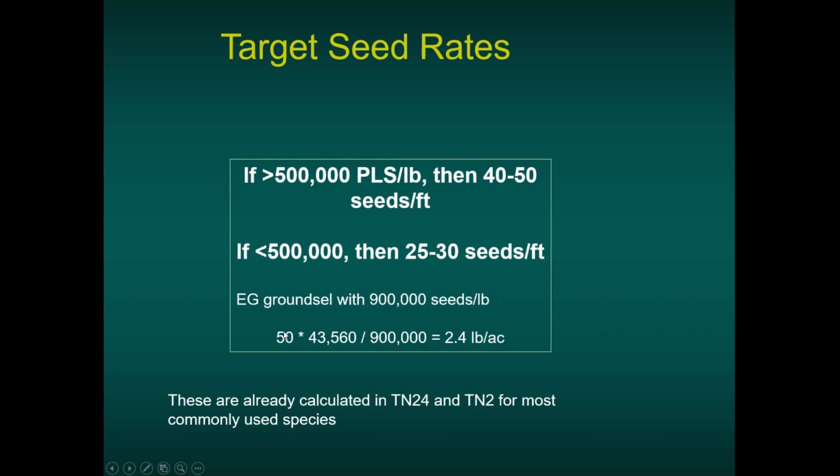So here, for example, we're going to talk about groundsel, the genus Senecio, which I've been working on recently, has about 900,000 seeds per pound.